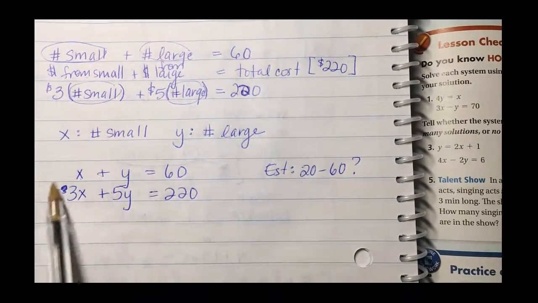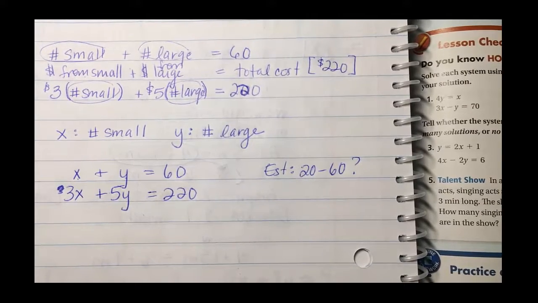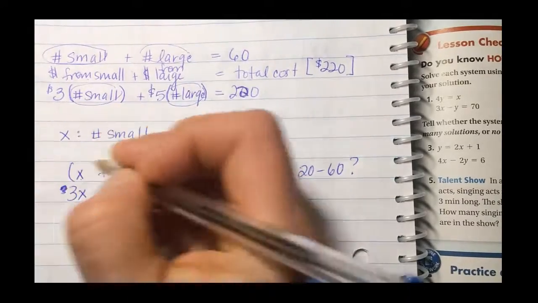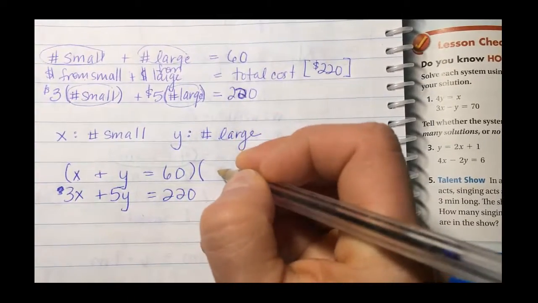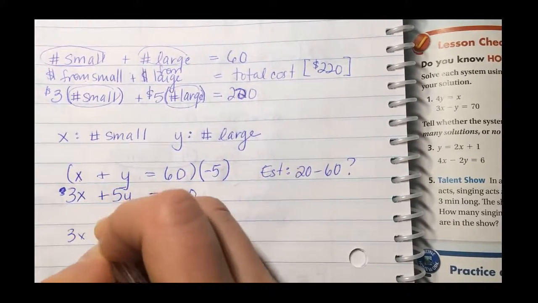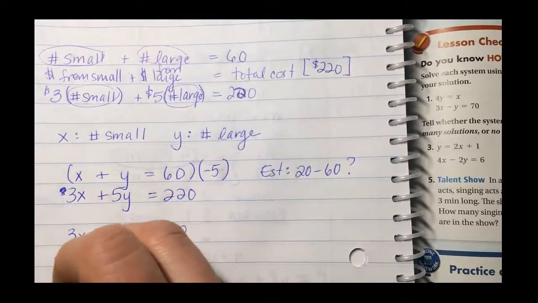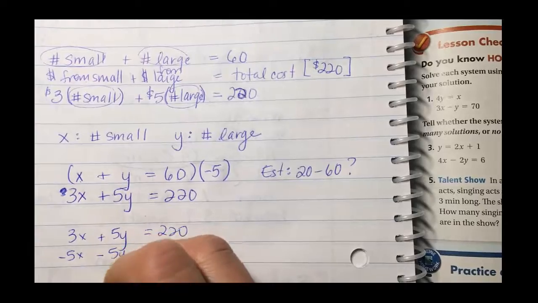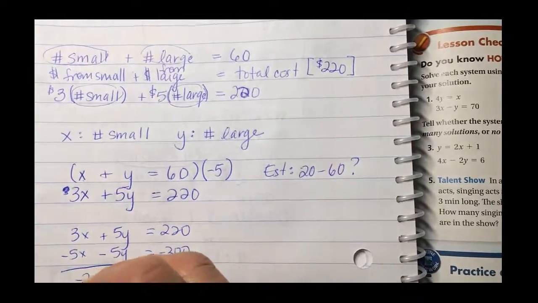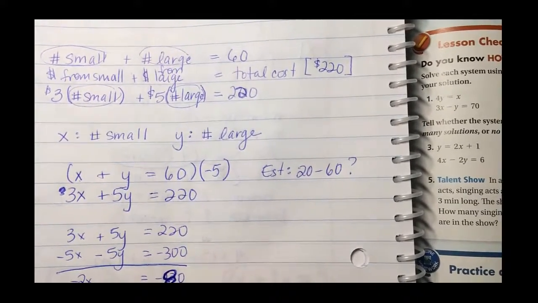Okay, so now this system of equations really looks like I should solve by elimination. So I would probably go ahead and do that, by multiplying this top equation perhaps by -5. Then I've got 3x plus 5y, that's the equation I already have, equals 220, and -5x minus 5y equals -300, and now I've got -2x, so x equals 40.